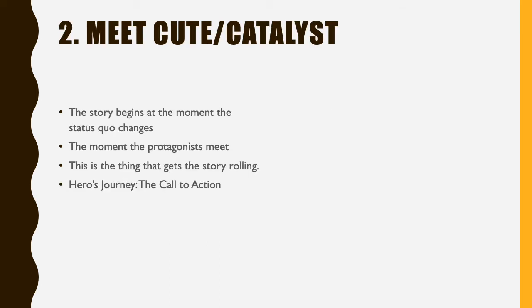Next we have the meet cute or catalyst. The story begins at the moment when the status quo changes. What this means is that there's some kind of inciting incident at the very beginning of your novel that sets everything in motion. It could be that someone died, it could be a wedding, it could be someone inherited a lot of money, whatever it is, it could be something that has changed the lives of the characters in a way that's irrevocable. It's some kind of left turn, some kind of change where it's different from what has been happening up to this point.